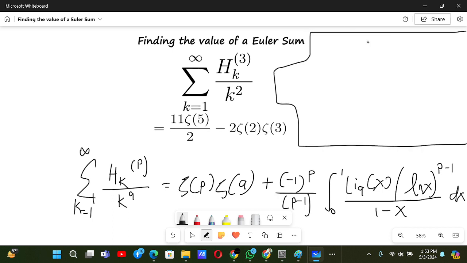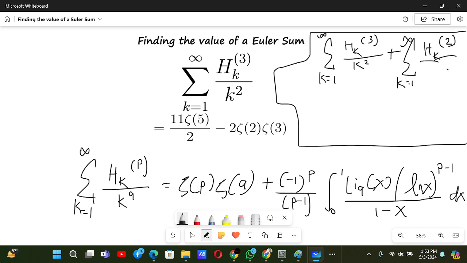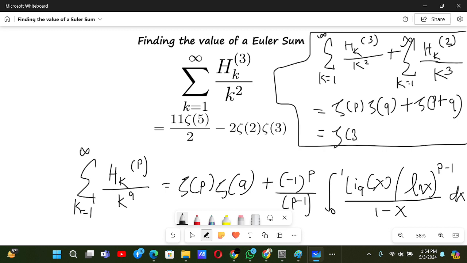We have a formula that the sum from k equals 1 to infinity of H_k of order 3 by k squared plus the sum from k equals 1 to infinity of H_k of order 2 by k cubed. Sorry, by k cubed. Now we have a formula for this sum. Basically, if these were p and q and p, then the formula was zeta p, zeta q plus zeta of p plus q. I have also derived this in my previous video, which I will link over here in the comment section. Using this formula, we know that this sum is actually zeta of 3, zeta of 2 plus zeta of 5.